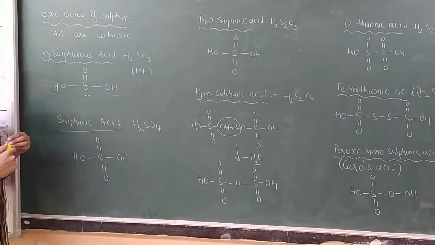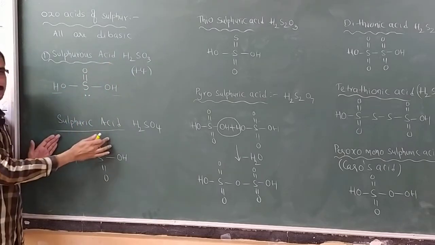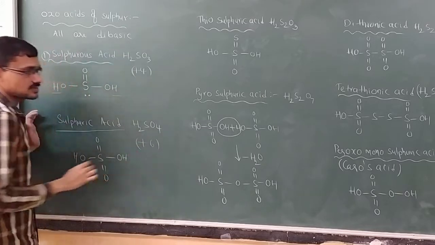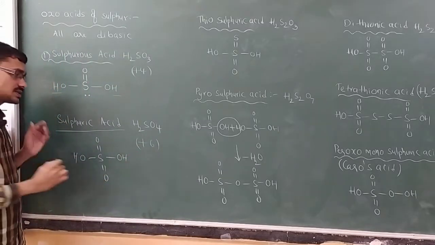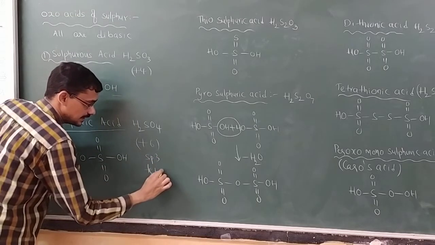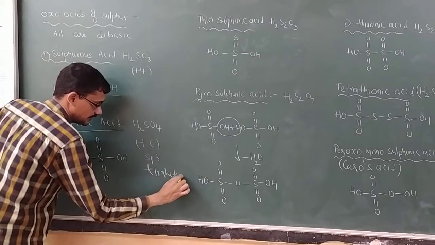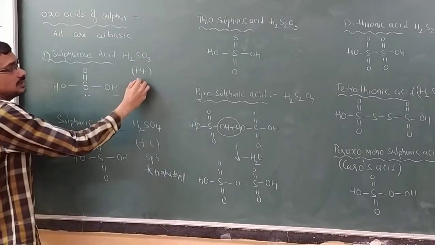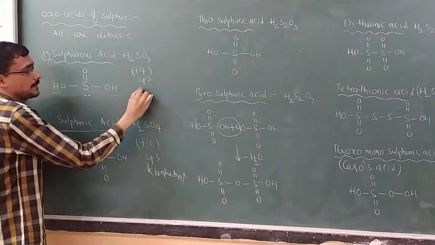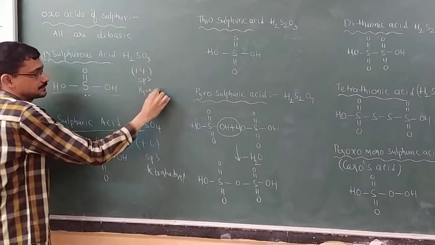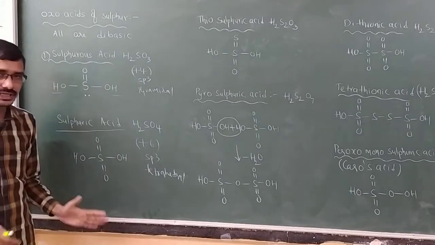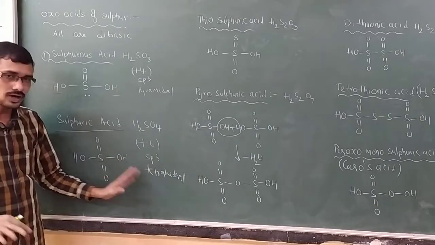H2SO3, isn't it? Next, we will take sulfuric acid, H2SO4, and from here everything will have +6 oxidation state, sp3 hybridization and tetrahedral shape. This will be common for everything. In the +4 case there is sp3 hybridization, and here the shape will be pyramidal. In the remaining oxo acids we discuss, these things are common.